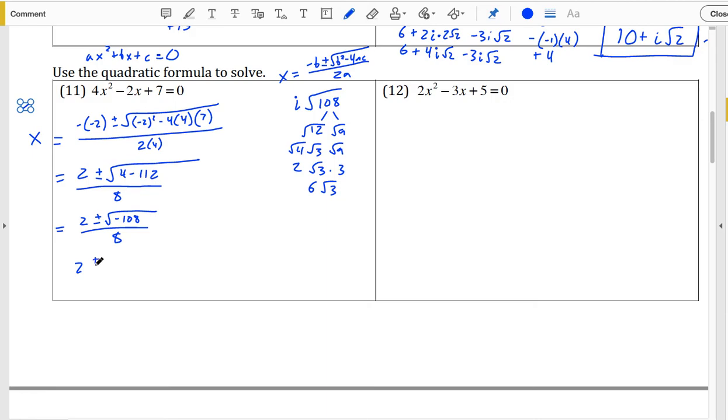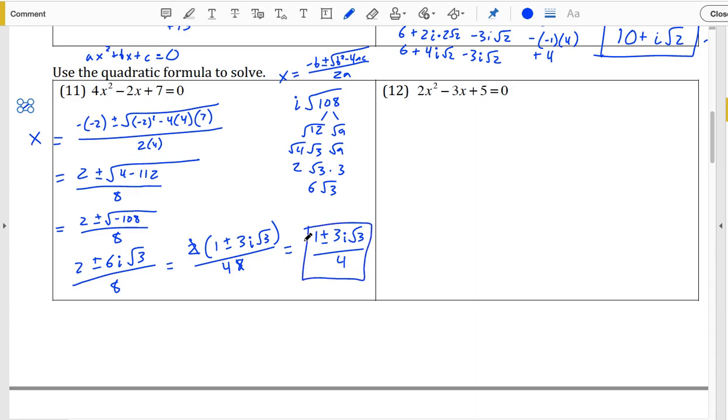So we got 2 plus or minus 6i root 3 all over 8. All of these are divisible by 2, so I can go ahead and reduce them all by 2. The way that actually happens, though, is it factors out of the top. 1 plus or minus 3i root 3, if I factor out a 2 out of the top. Then my 2 and 8 can reduce to 1 and 4. So final answer, 1 plus or minus 3i root 3 all over 4. Okay, there we go. So here's our quadratic formula. All right, let's do another one.